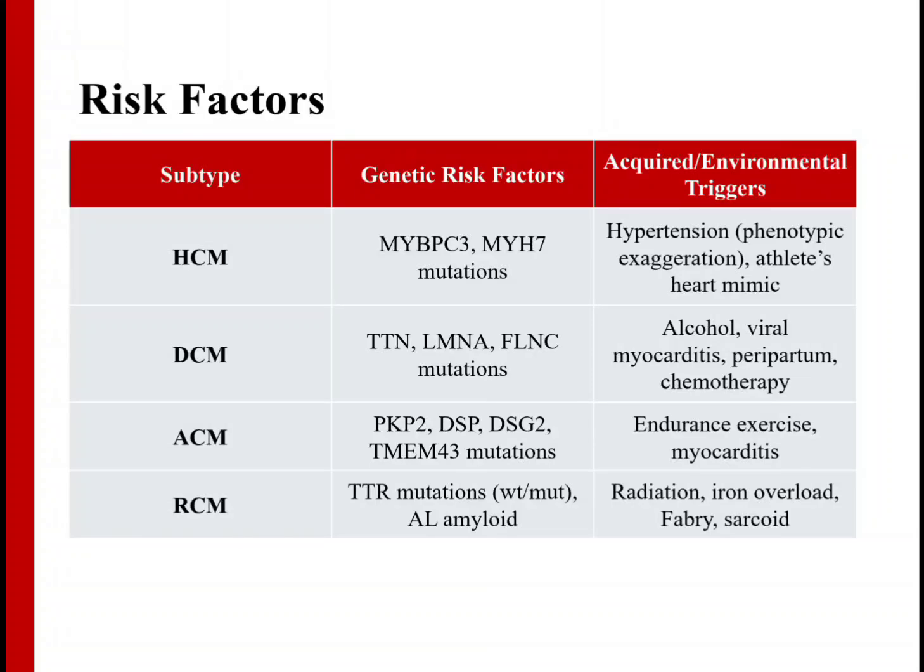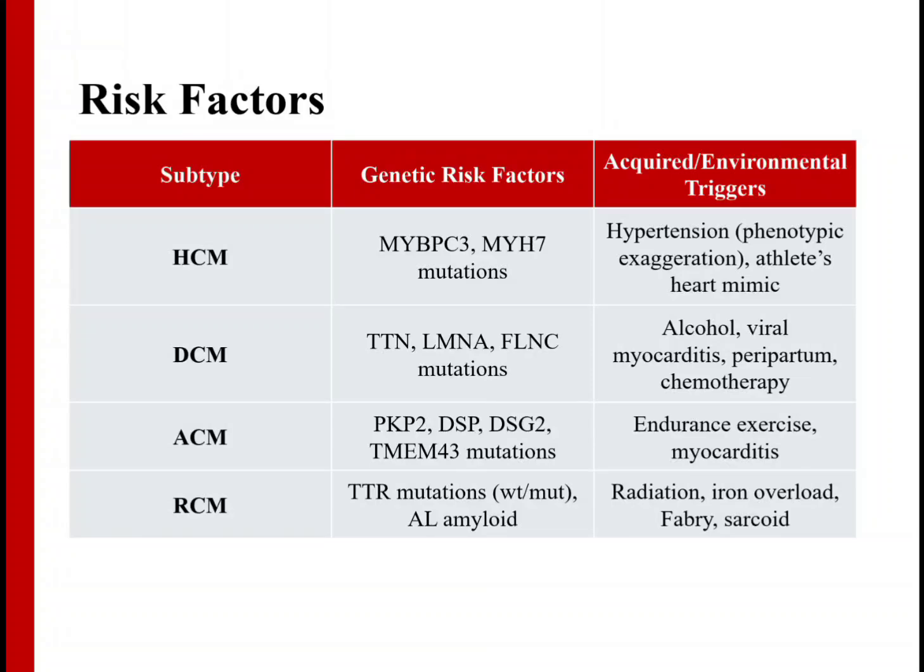Dilated cardiomyopathy genetic factors: up to 30 to 40% of dilated cardiomyopathy is familial. Key mutations include TTN or Titin, LMNA, which is in the nuclear envelope, and FLNC. Environmental insults include alcohol, viral myocarditis, chemotherapy like anthracyclines, and the peripartum state. All are well-documented triggers, and this is why even young, otherwise healthy patients with dilated cardiomyopathy need both family screening and lifestyle workup.